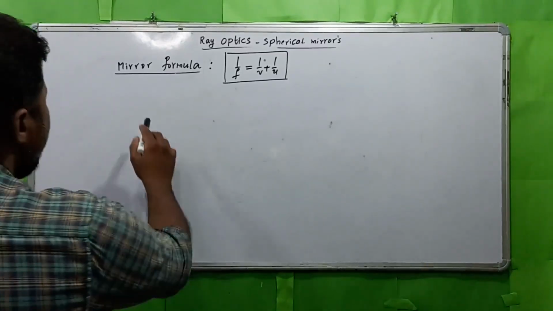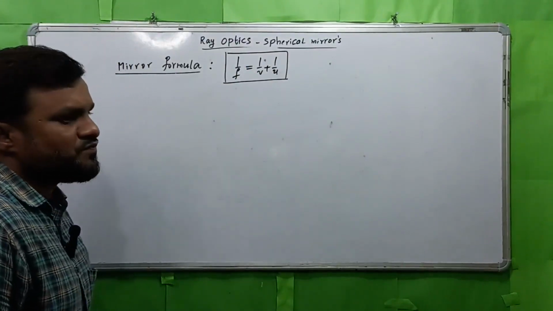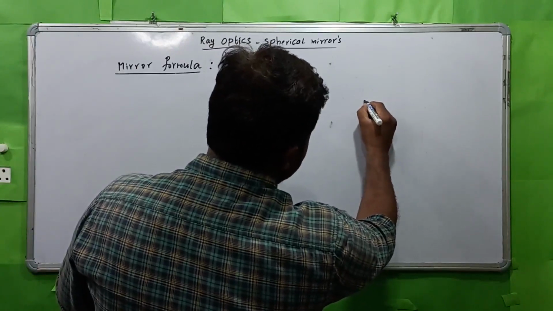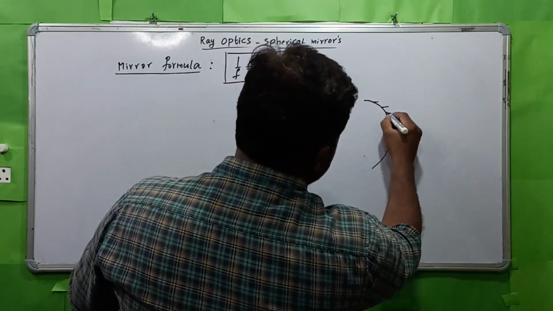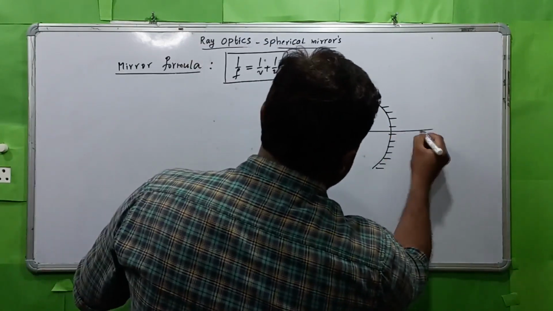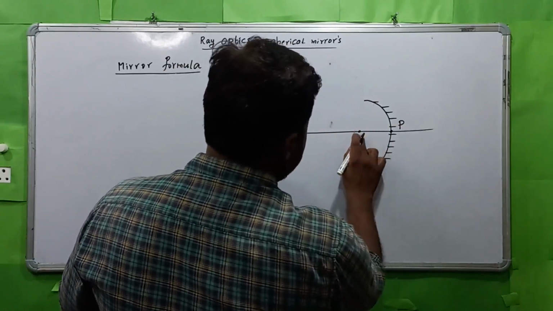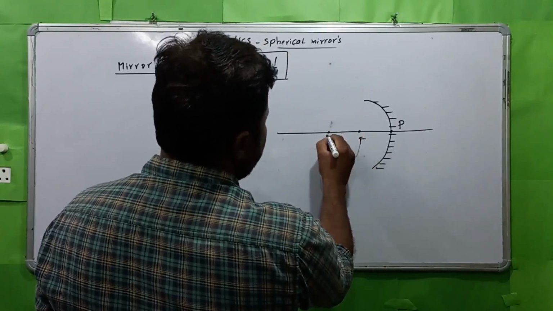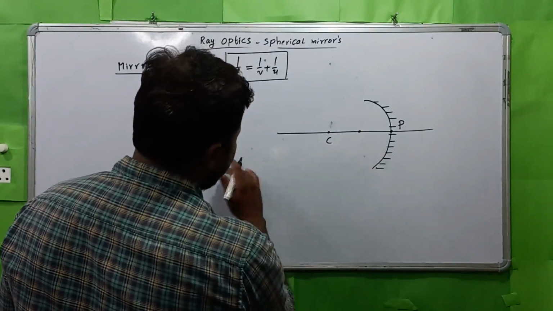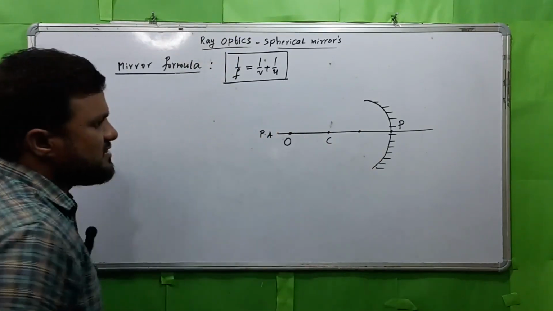We will discuss the mirror formula, 1 by f is equal to 1 by v plus 1 by u. To derive it, let us consider a concave mirror. If I identify the terms pole, focus, center of curvature, let us suppose any object is kept on the principal axis, P dot A principal axis.